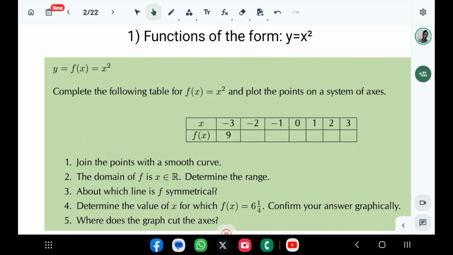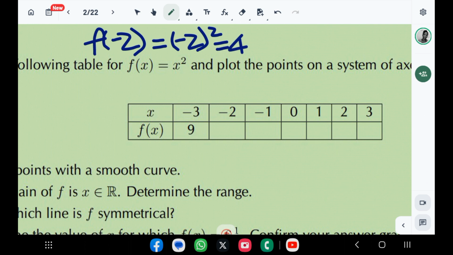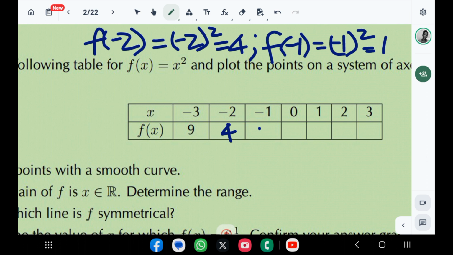Now let's do it. We know that f(x) equals x squared, so f(-2) equals (-2) all squared, which equals 4. So we'll write 4 over there. f(-1) equals (-1) all squared, which equals 1. We'll write 1 there. f(0) equals 0 all squared, which equals 0. So we'll write 0 right there.